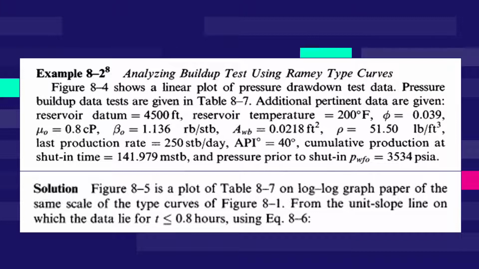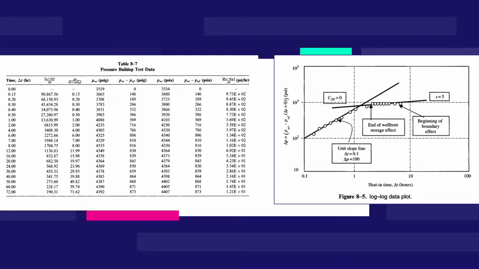So, solution: figure 8.5 is a plot of table 8.7 on log-log graph paper of the same scale as the type curves of figure 8.1, from the unit slope line on which the data lie for t less than or equal to 0.8 hours, using equation 8.6. So table 8.7 shows the pressure build-up test data. As we can see, the time range and also the equivalent pressure.